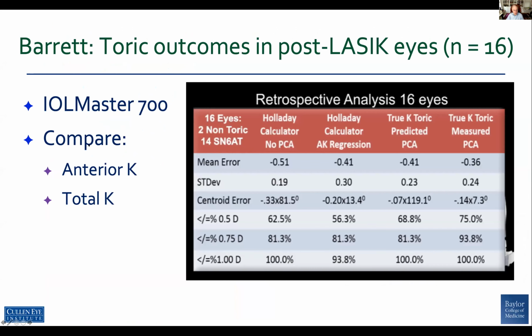Using total corneal power, Graham Barrett in post-LASIK eyes reported just 16 eyes. And he reported that if you use his True K toric prediction from the anterior only, he has 68% accuracy within a half diopter, and if he used the measured posterior corneal astigmatism, an increase from 68 to 75. So that's kind of interesting.